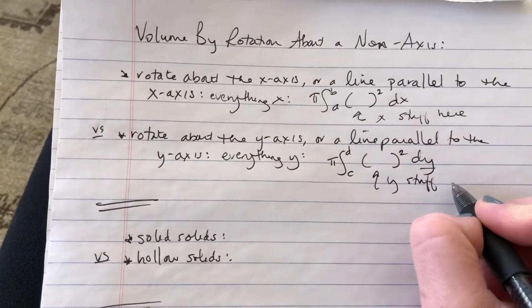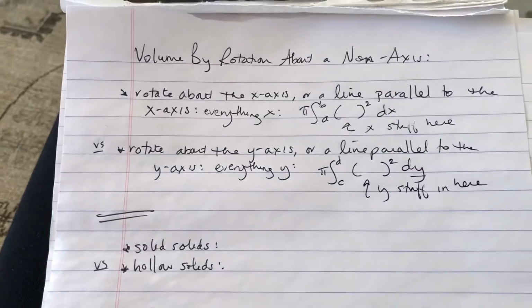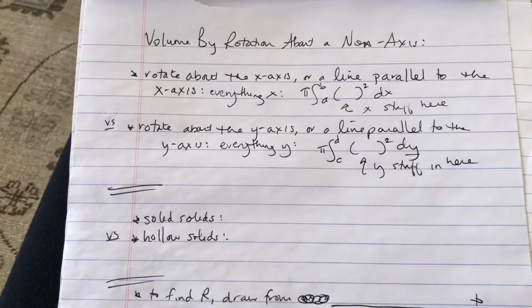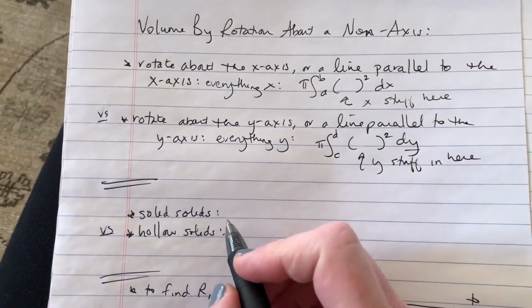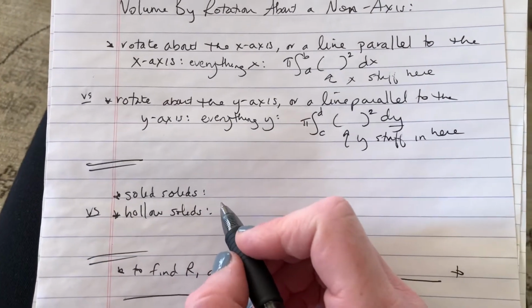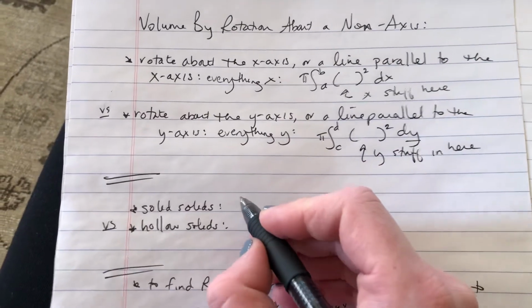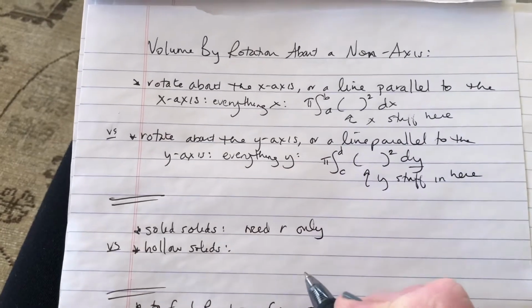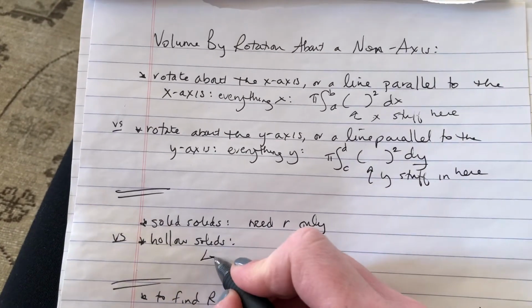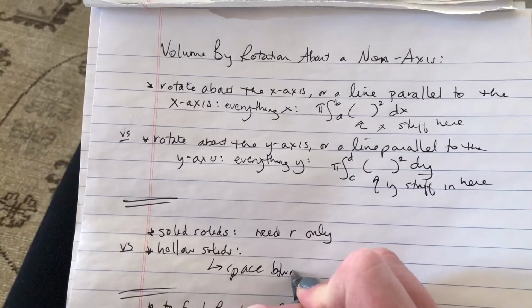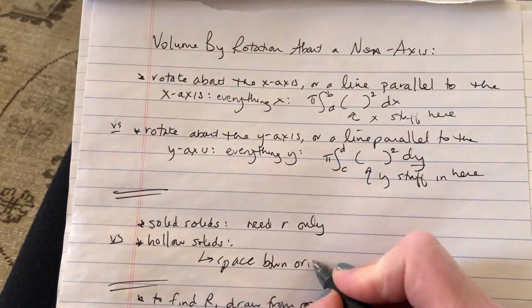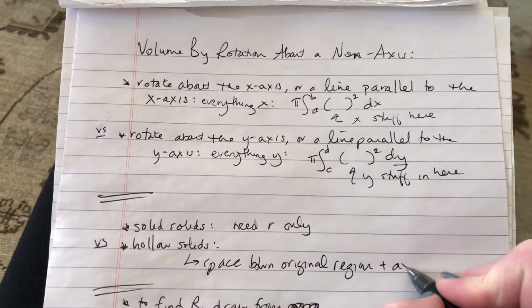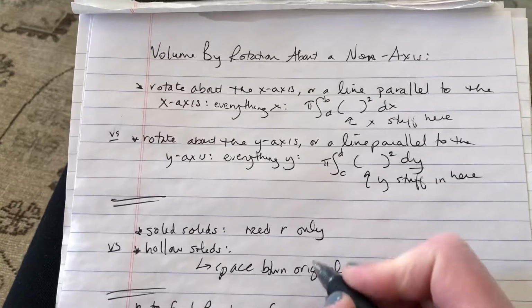So that's one of the first things that you should figure out: whether you're going to need your variables in terms of x or in terms of y. Then we have the difference, from before, that if we have a solid, meaning that there's no gap between the original region, which is why I want you to shade it, and the axis of revolution, you have a solid, and then you only need one r. Versus a hollow solid, when there's space between the original region and the axis of revolution, which is why I want you to shade the original region. Then you need both big R and little r.